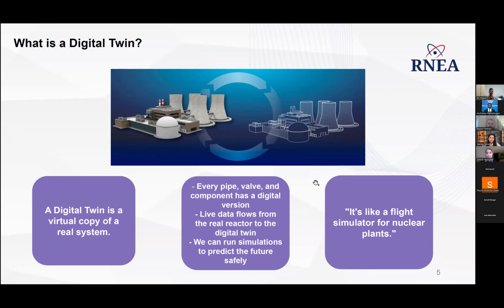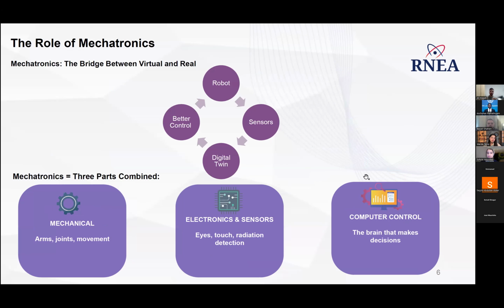When will this pipe break, without even touching the real reactor? You know, it's like a flight simulator for a pilot. You can practice and make mistakes safely without crashing the real plane. So if we go to the next slide, we speak about the role of mechatronics.